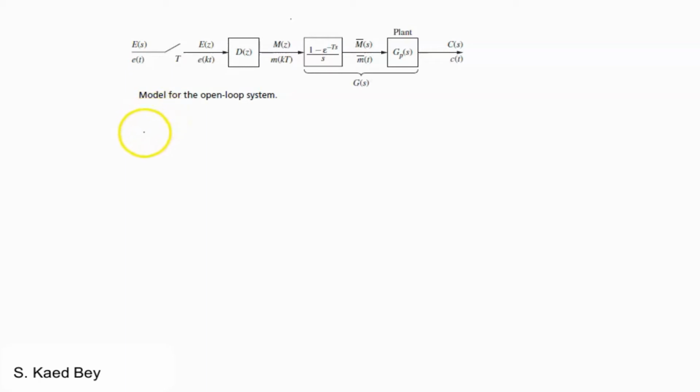Let us consider the generic model for the open loop system. It comprises mainly of the analog to digital converter, your digital controller, the zero order hold, and your physical plant that you're trying to control. Now, the A to D or the analog to digital converter is responsible mainly not only for sampling the analog signal E of T, but also responsible for quantizing this signal into discrete measurements to produce a digital signal with finite level of numerical precision.